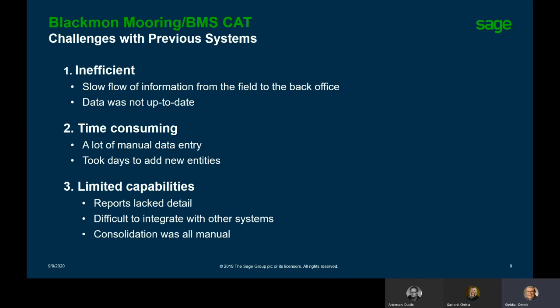And then you get to the whole challenges of multiple entities again, and the ability to get at the data, the ability to look at the data from different perspectives, the ability to drill down into the data. Those were all challenges that the folks at Blackmon Mooring found themselves in. And many times it was also the consolidation of that data. They're still one corporation, so they still need to bring these different companies together.